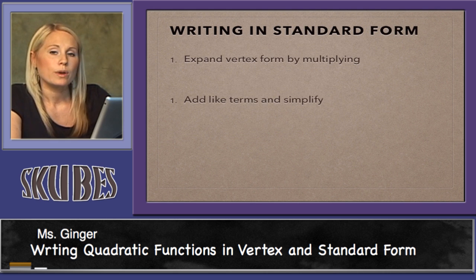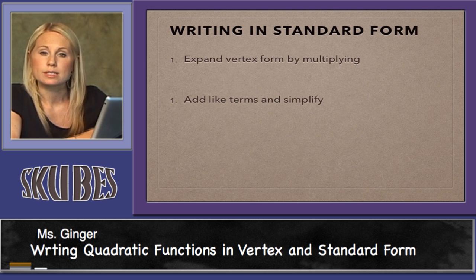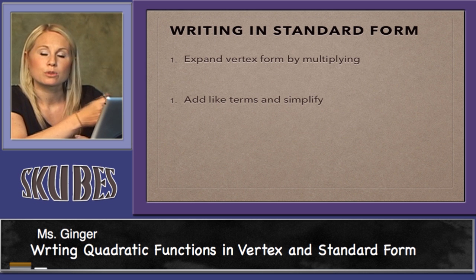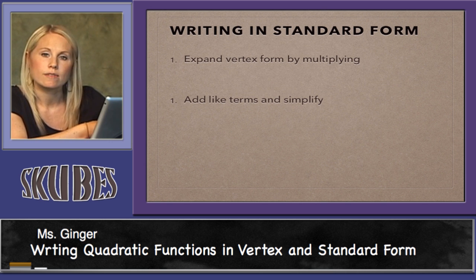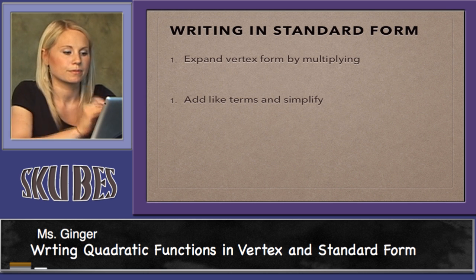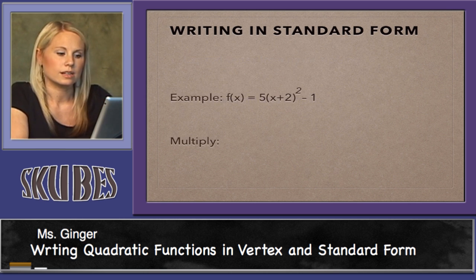All right, when we need to go from vertex form to standard form, we're going to take what we see and we're just going to multiply out everything that we see. So you're going to see an a times a group x minus h squared plus k. So you're going to take the right order of operations and do the group first, raised to the power of 2, then distribute in your a value, and then simplify anything you can by adding like terms. So let's take a look at that.